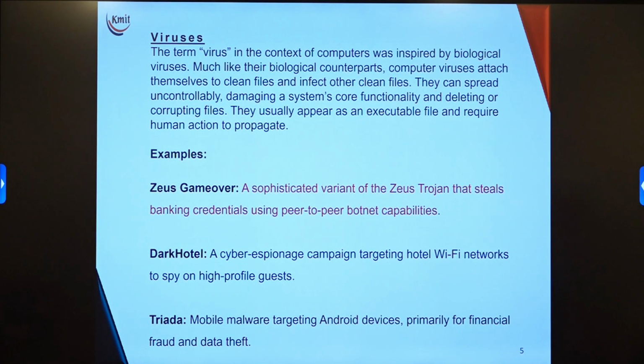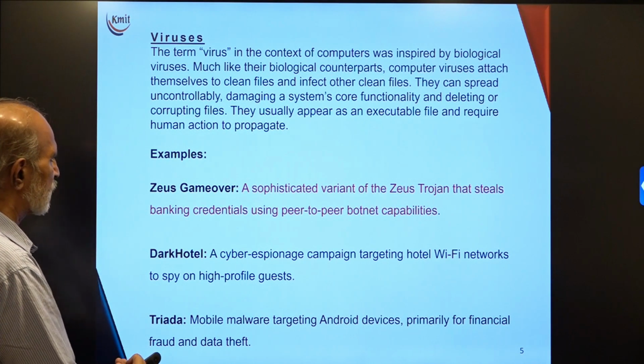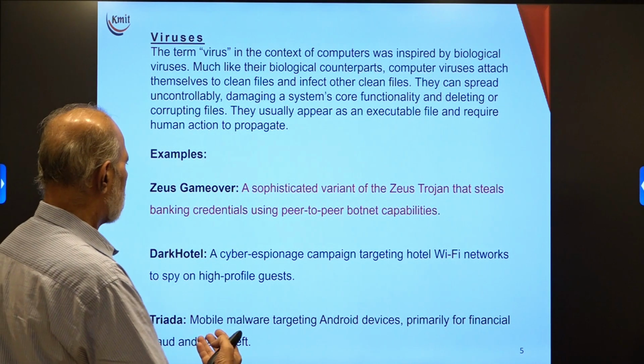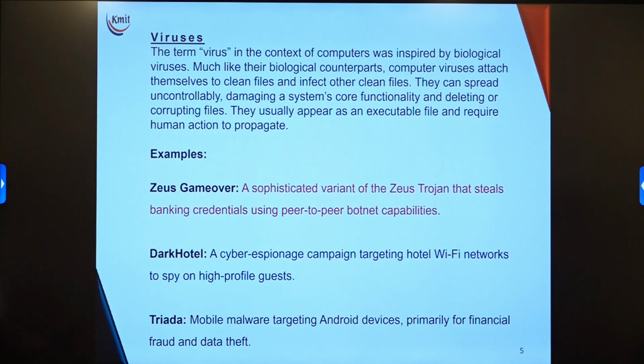They will be directly executable on a particular date or particular time and require human action to propagate. An example is Gameover Zeus, a sophisticated variant of the Zeus Trojan that steals banking credentials using a peer-to-peer botnet capability. So, when I am doing a banking transaction on a system, the problem comes from Gameover Zeus.